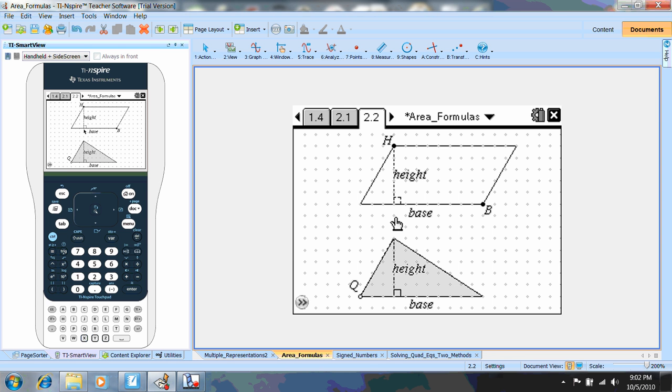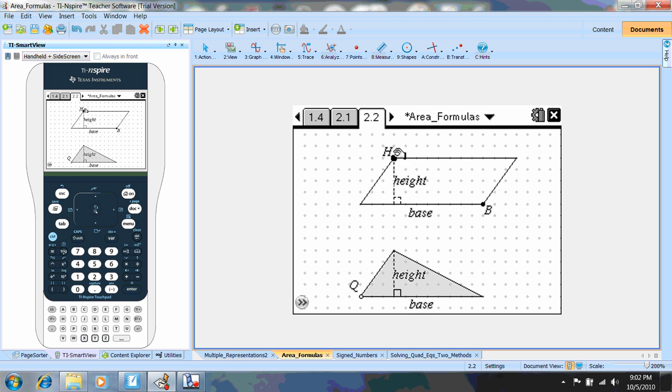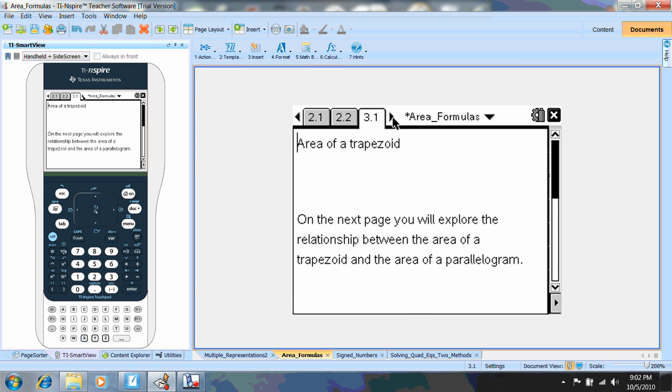Area of a triangle, same idea applies here. Here we have a parallelogram with the same base and height, and you can pull the base and height left and right, up and down. And then the student is asked to grab point Q, only this time asked to pull it up and over. And as you can see, two of those triangles make up one of those parallelograms, and that's how we get 1/2 base times height. But again, the student discovers it, not we just tell them.